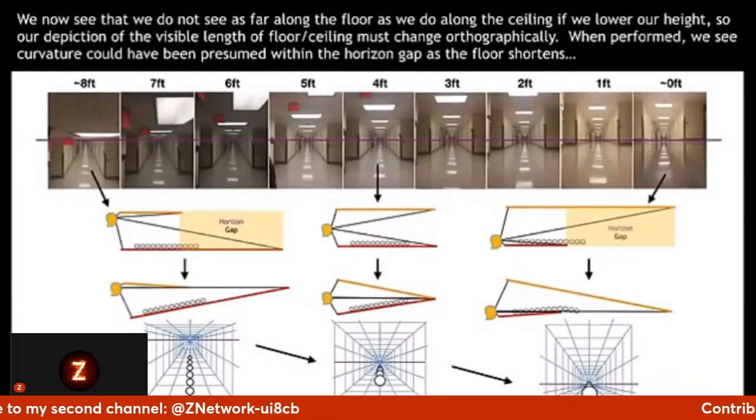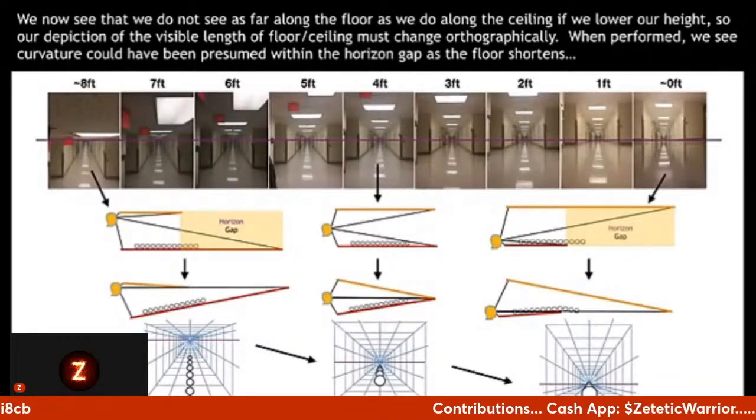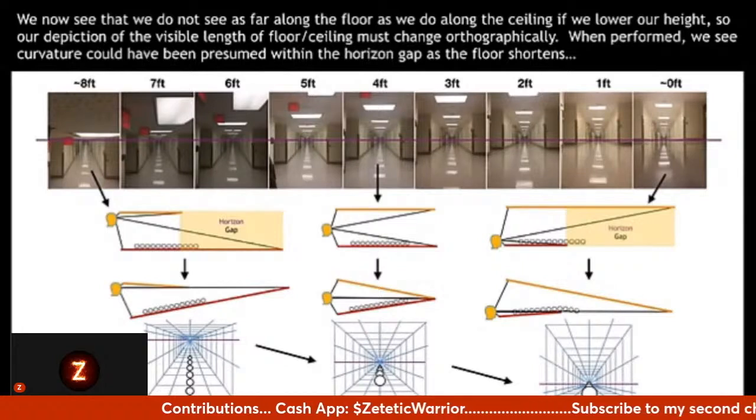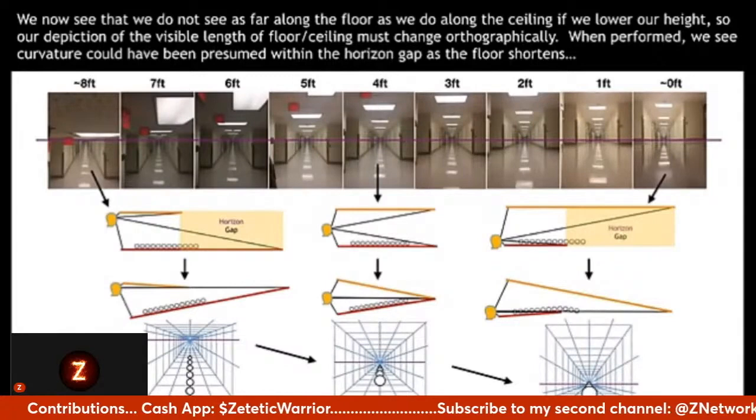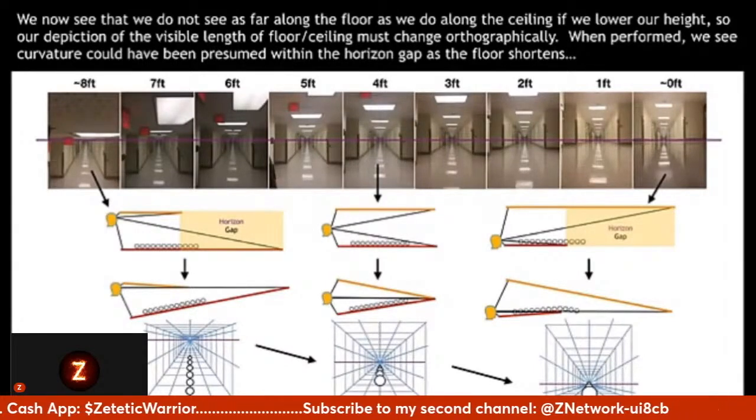And what ends up happening is we form this gap of sorts in our vision. If we are close to the ceiling, let's say, and it were flat, we would have a gap along the ceiling, and we wouldn't see as far along the ceiling, but we would see further along the floor. And vice versa occurs when we are closer to the floor than we are to the ceiling.